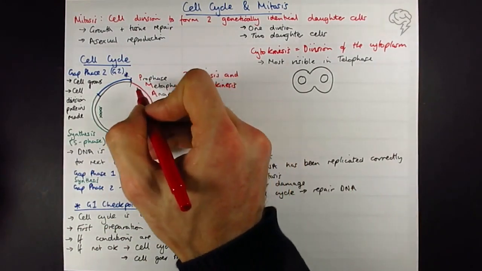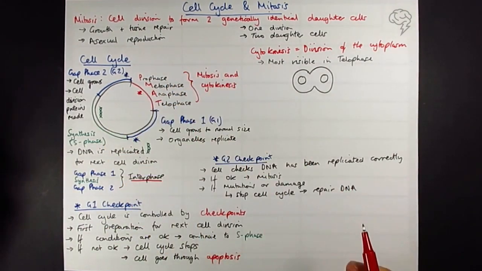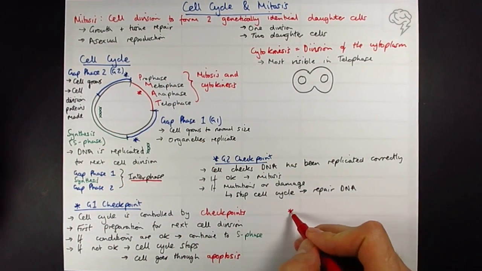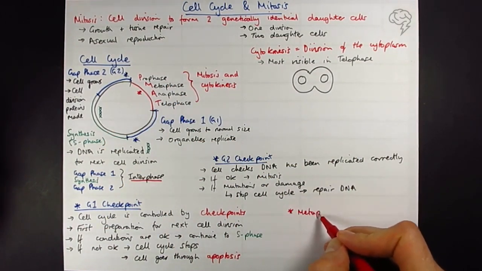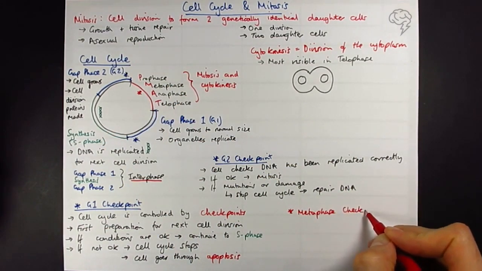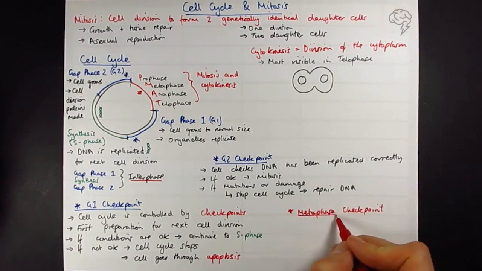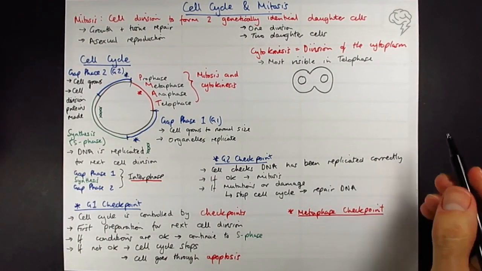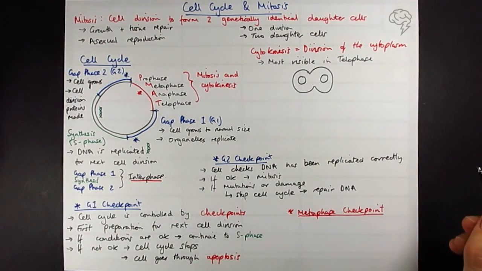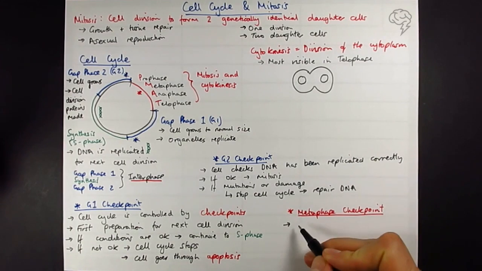Last checkpoint is in metaphase, and this is called the metaphase checkpoint. So basically the cell checks the chromosomes have attached to the spindle, and if it has, then it continues, and if it hasn't, then it's either going to self-destruct by apoptosis or fix the situation.